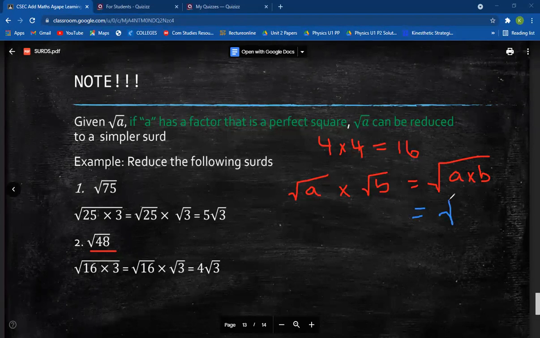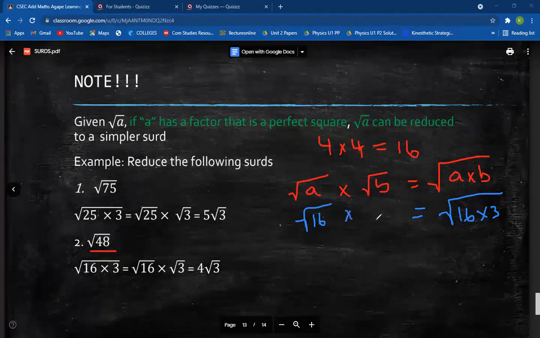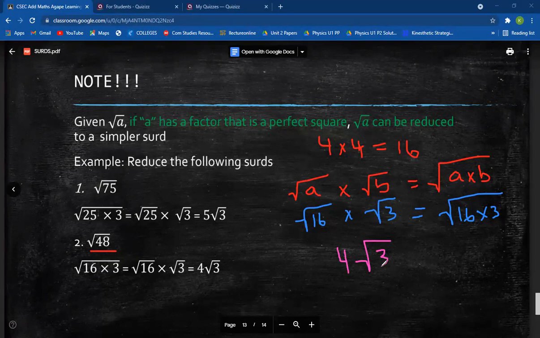So I could say the square root of 48 is the same as the square root of 16 times 3. And according to this rule, this could also be written as the square root of 16 times the square root of 3. And we know that the square root of 16 is 4, and then you have your root 3. What does this mean? This right here, the square root of 48, can also be written like this, 4 root 3.